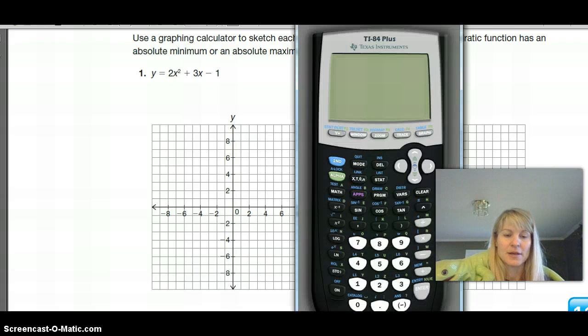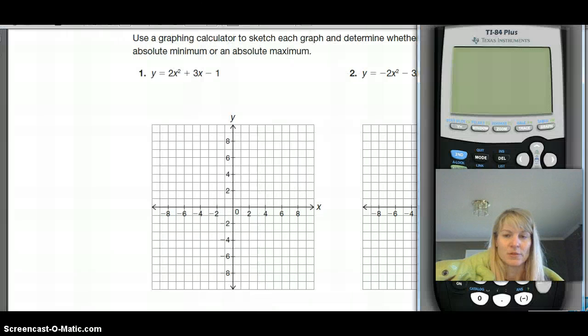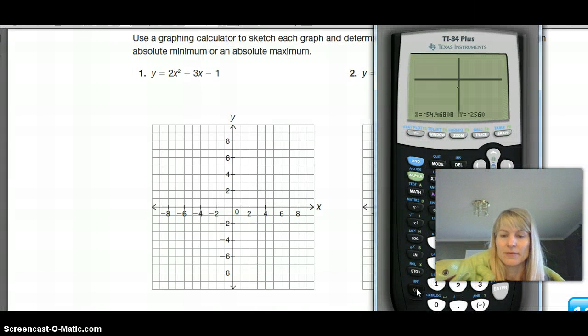Okay, now that your calculator's out, we want to graph these two equations. So we're just going to very simply hit on. Mine I was using earlier, so we always want to make sure we go back to the standard version. I'm going to go to my y equals, clear that out, make sure none of these are highlighted. So I'm going to put in my 2x squared plus 3x minus 1, and I want to hit graph.